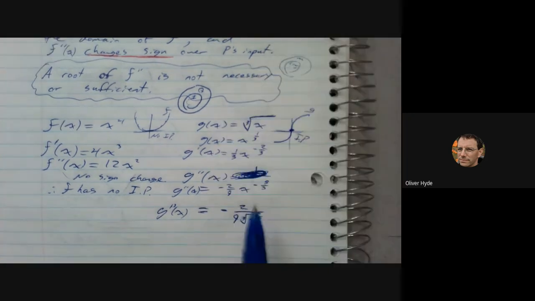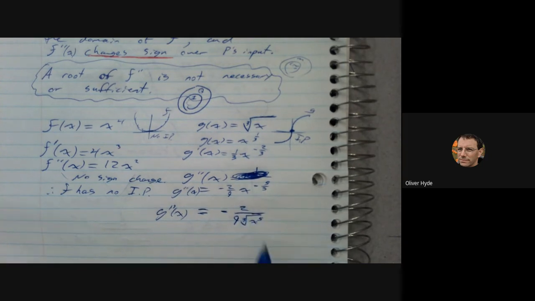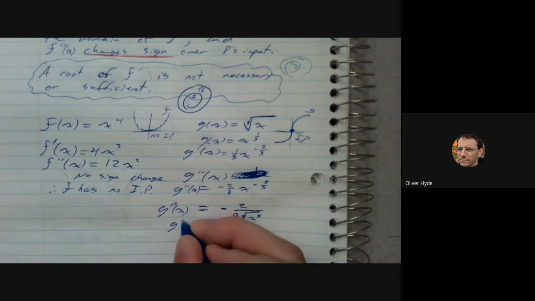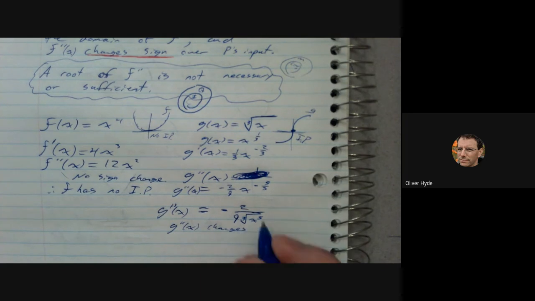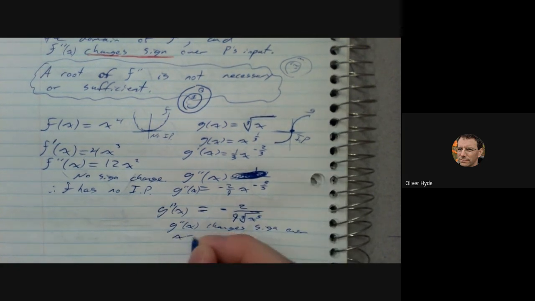What we can do is we can look at this odd exponent, or odd nature of the exponent there, and just observe that g double prime of x changes sign. You could prove this with a factor interval chart if you want, but I mean, there's just one factor that changes, right? It's a monomial. Changes sign over x equals 0.